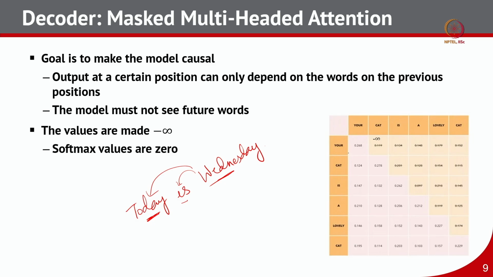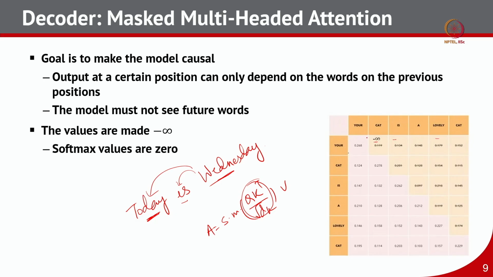So, the model must not see the future words, and if that is the case, then whenever we are computing the softmax in the attention... remember the attention function was softmax of q k transpose divided by square root of d k, multiplied by v, right. Now, whenever we did this q k transpose, before applying the softmax, we should put the value of negative infinity for the future word with respect to a current word.